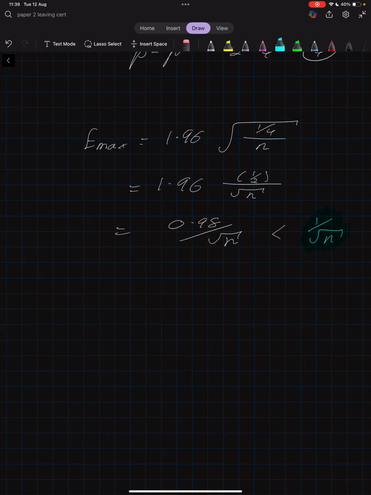So if they ask you for the margin of error, or they give you no numbers in the question in the Leaving Cert, and the only thing they give you is the number of people in the sample, it is 1 over the square root of n. You just have to know it. If you don't know it, there's nothing you can do about it. You're just caught. So that's just a thing to know.